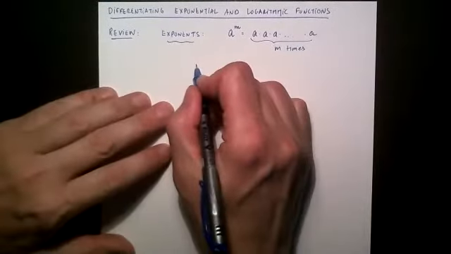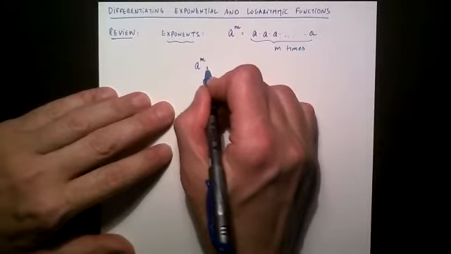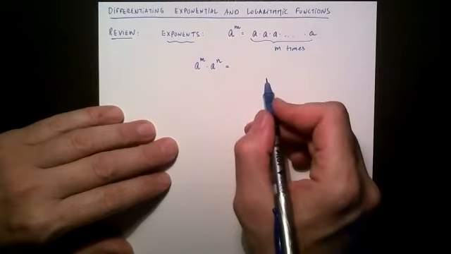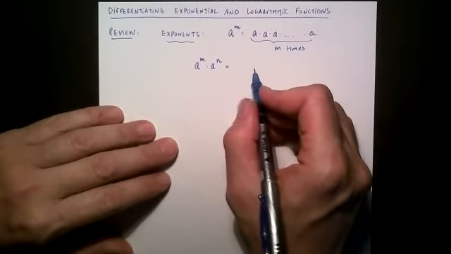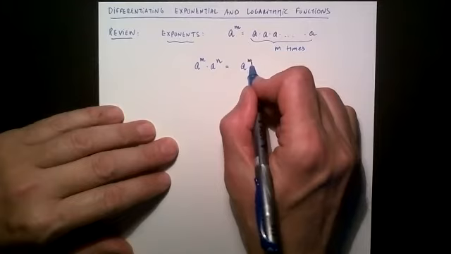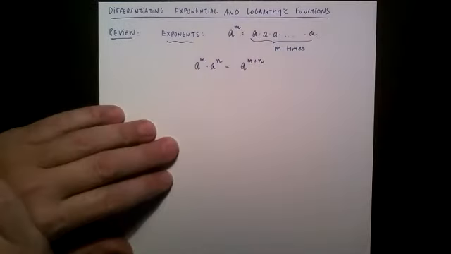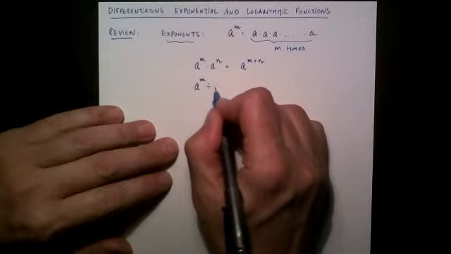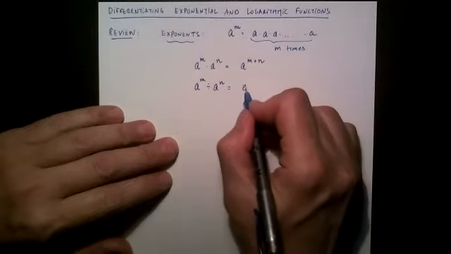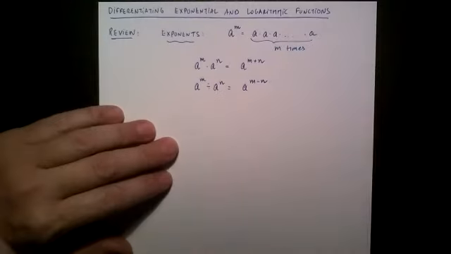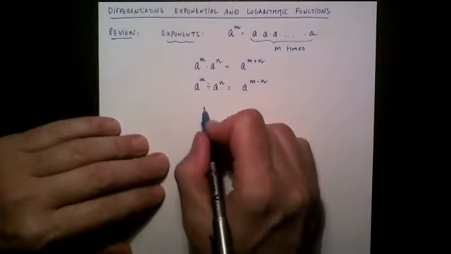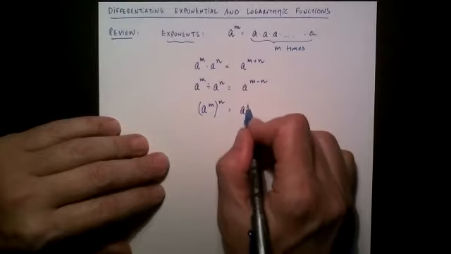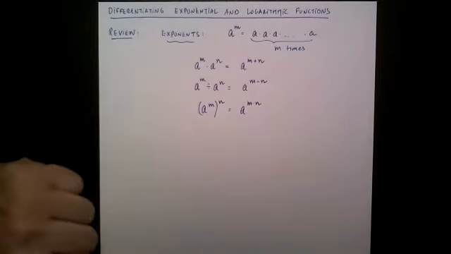Okay, so the properties is that a power m multiplied by a power n is equal to, what is it? A to the power of m plus n. So you just add the exponents. When we divide a power m divided by a power n, of course, we subtract the exponents. Then a power m power n is equal to a power m times n.